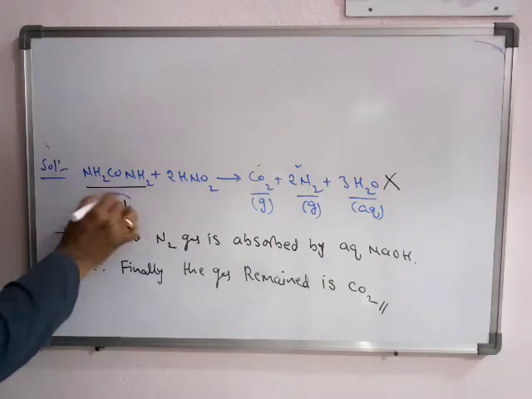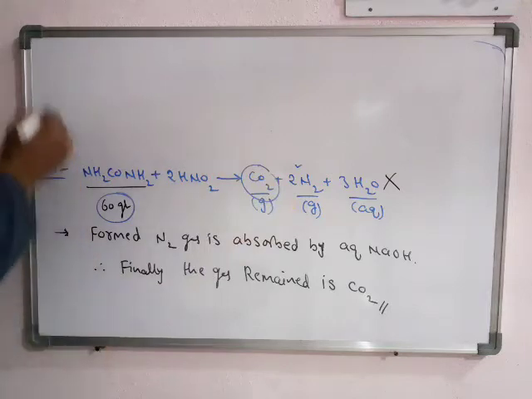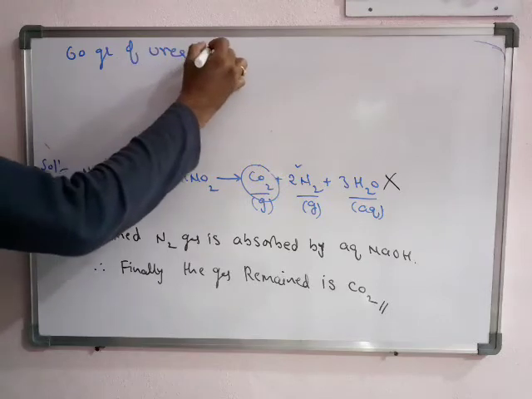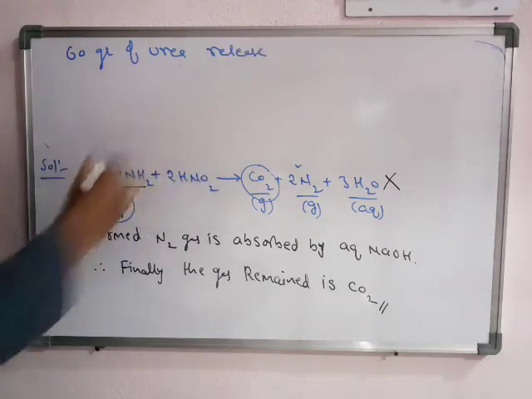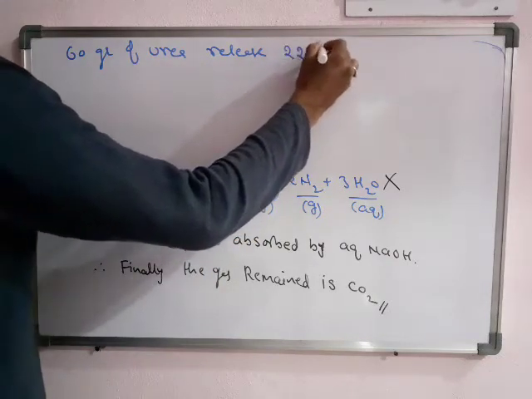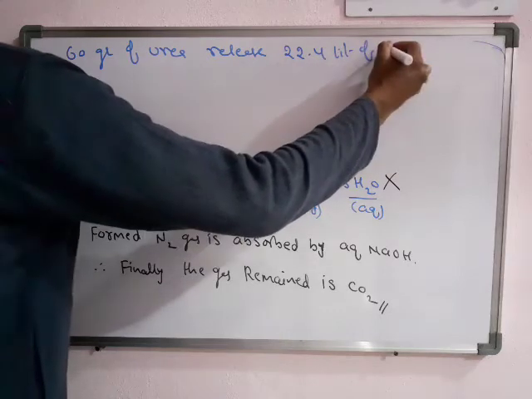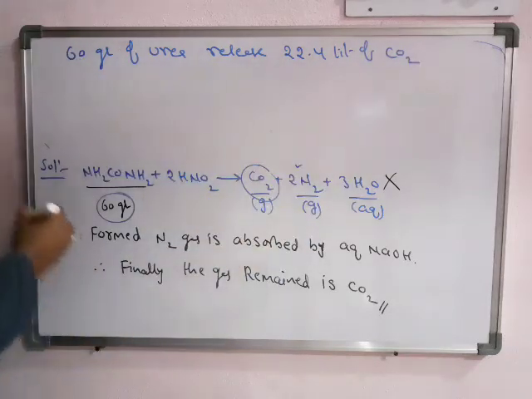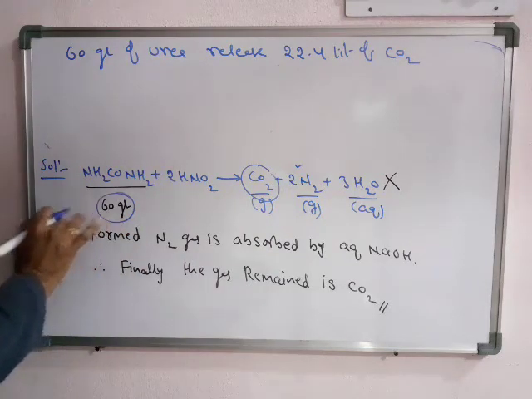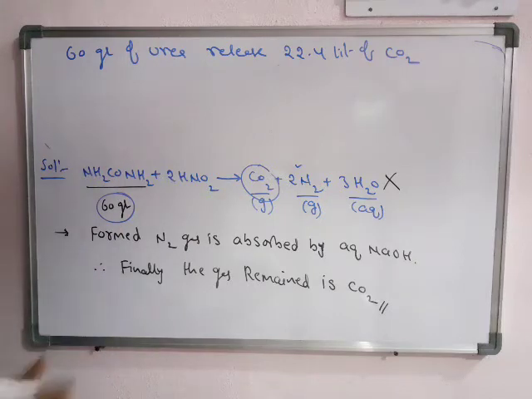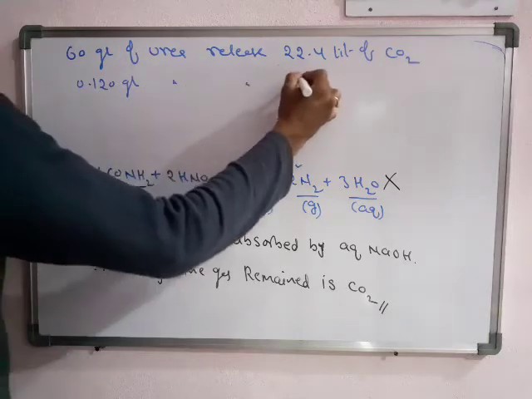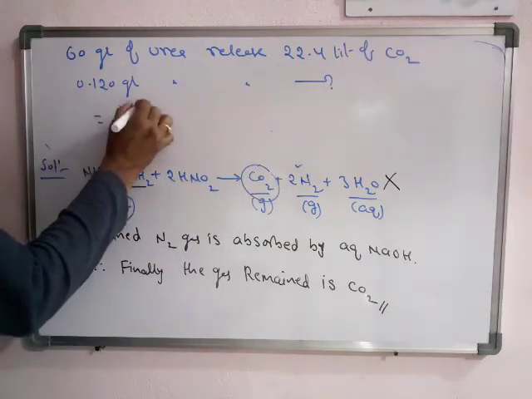See here again, 60 grams releases 1 mole of CO2. According to the equation, we know that 60 grams of urea release how much carbon dioxide? It is in terms of volume. 1 mole means 22.4 liters of carbon dioxide. Okay, then what is given in the problem? I think 0.120 grams. 0.120 grams of urea releases how much carbon dioxide?